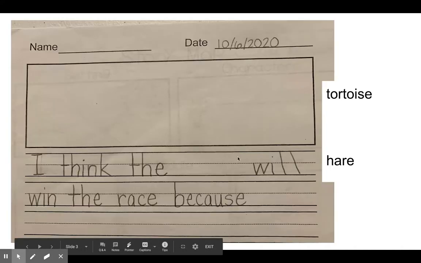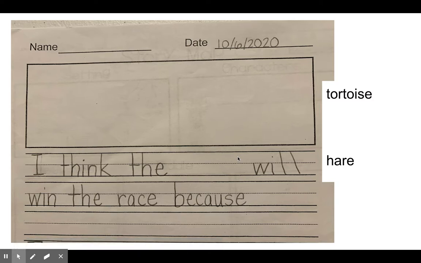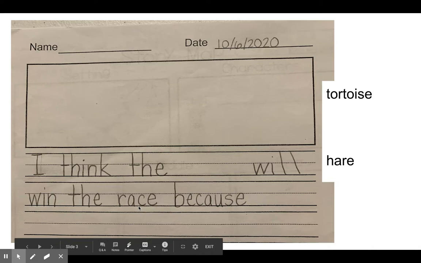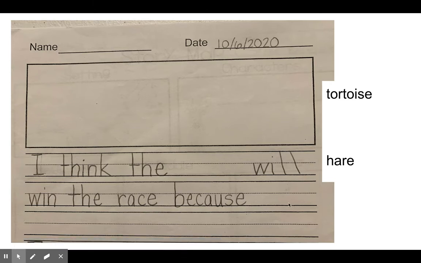Well, that's what I want you to do first on your paper. Before I read this story, I would like you to make a prediction on your piece of paper about who you think will win. So I'd like you to write on your lines, I think the, and then you can either write tortoise or hare will win the race because, and then write your thinking. Why do you think that the tortoise or the hare will win? You can sound out the words as best as you can to explain your thinking.